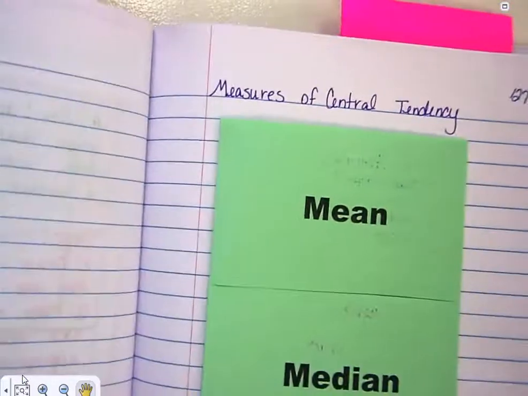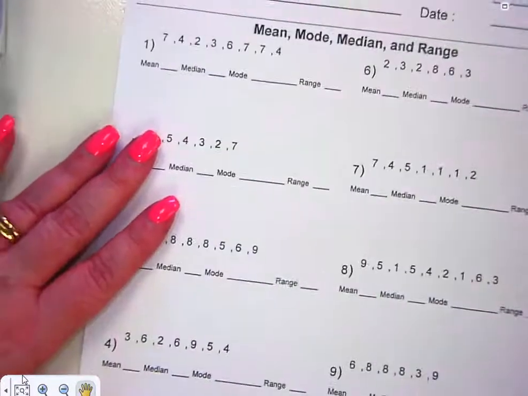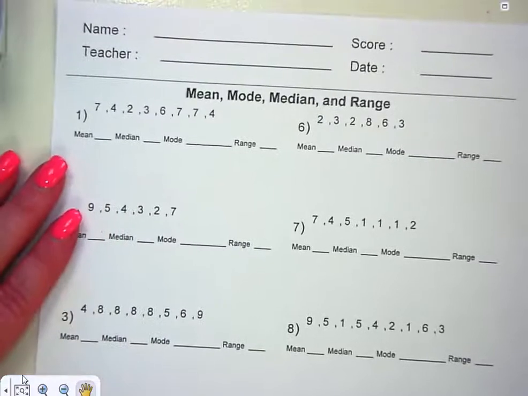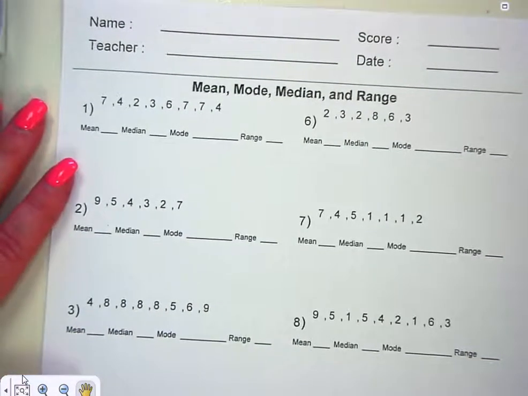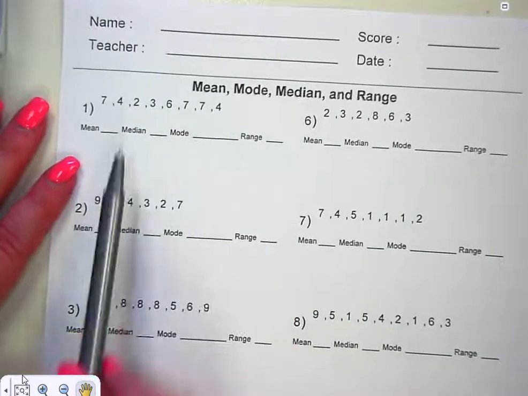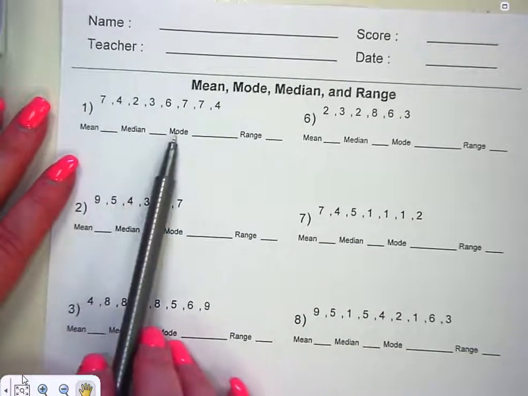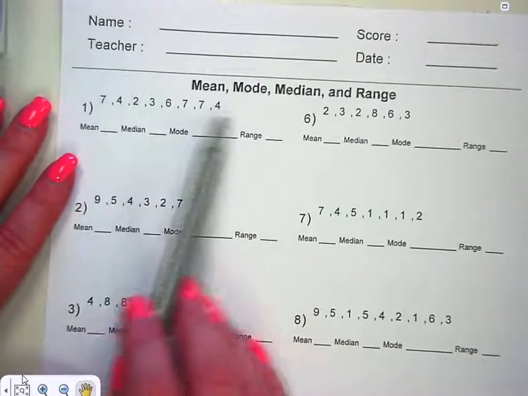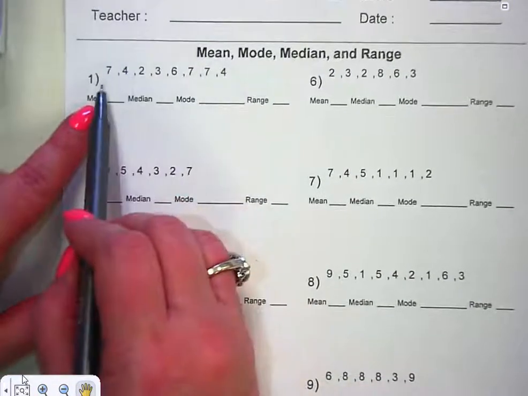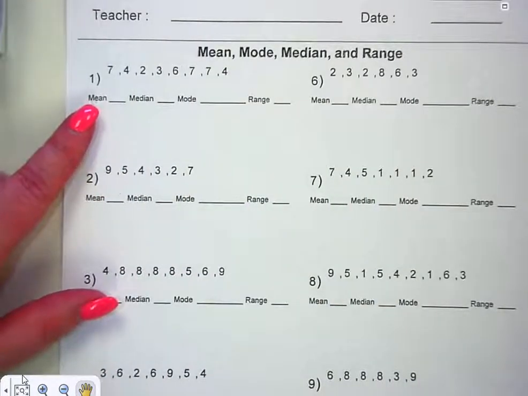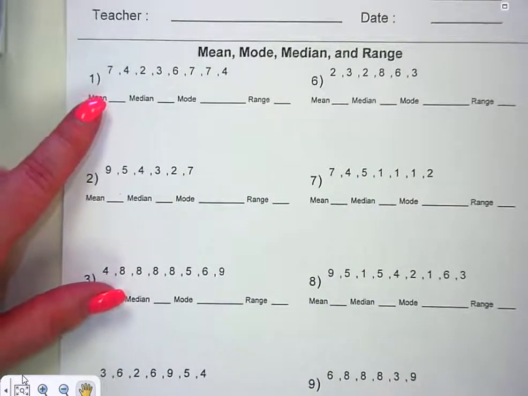So if this was me, I would leave this out on my desk while we look at this sheet right here. Mean, median, mode, and range. All right, so we're going to find the mean, median, mode, and range of this data set, and you'll do that for each one. So the mean says the first thing I need to do is what? Add them all up.